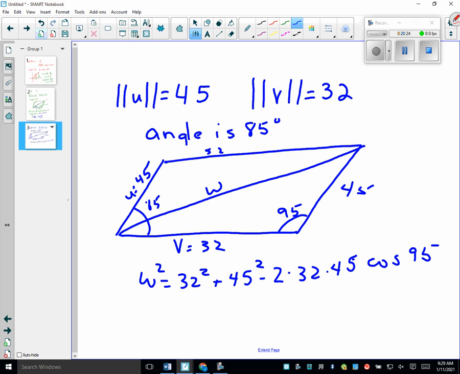Wait, why do you have to do the minus 2 times? It's law of cosines because it is not a right triangle. You agree? I can't figure it out. You figured out what? How to do it quickly on the calculator. Oh, good.